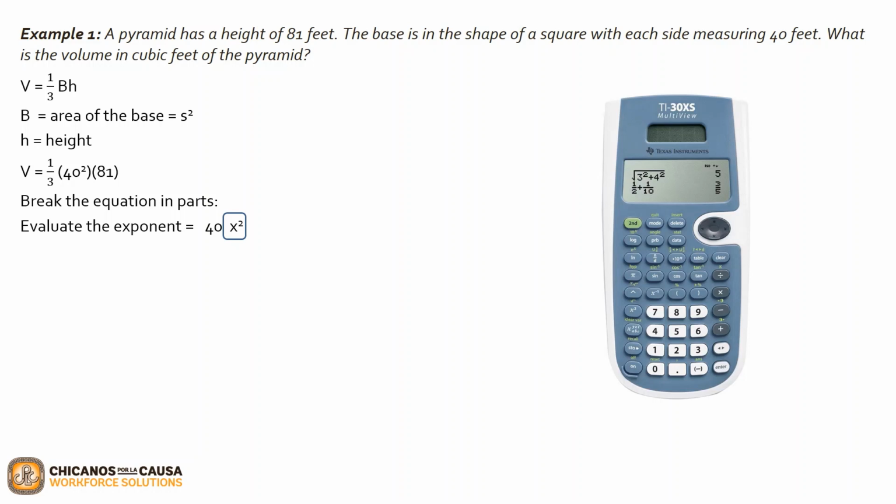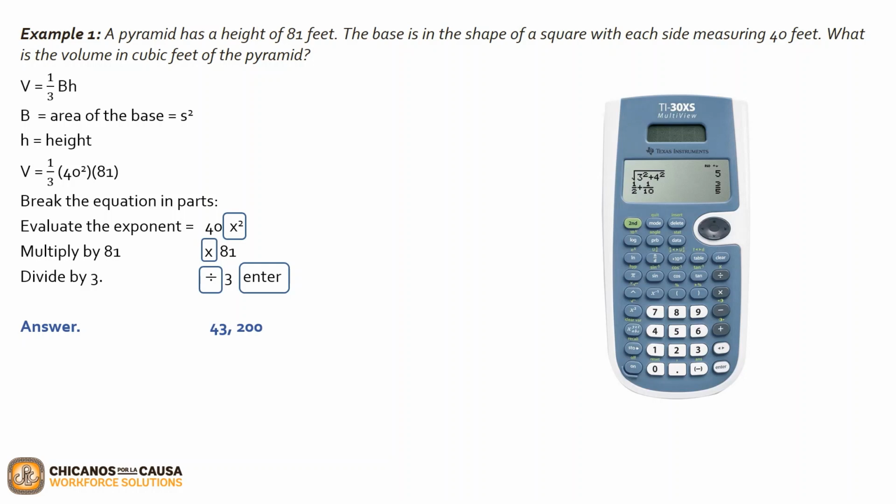Then we're going to multiply by 81. So you have the multiplication symbol, and then you add 81. And then you're going to divide by 3, and press enter. That's going to give you an answer of 43,200 feet. Oh, cubic feet. Sorry, we are measuring volume in this case, right? So it's 43,200 cubic feet. That is the volume of the pyramid.